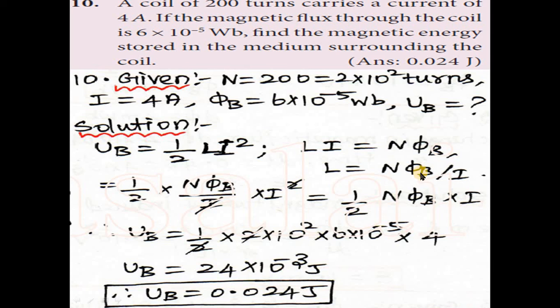So substituting the known values. N is 2 into 10 power 2. Half into 2 into 10 power 2 into phi B value 6 into 10 power minus 5 into I value 4. Now 2 cancels. 6 fours are 24. 24, minus 5 plus 2 is minus 3. So 24 into 10 power minus 3 joule. Here the magnetic energy UB is equal to 0.24 into 10 power minus 3 joule, which can be written as 0.024 joule. Thank you very much, student.